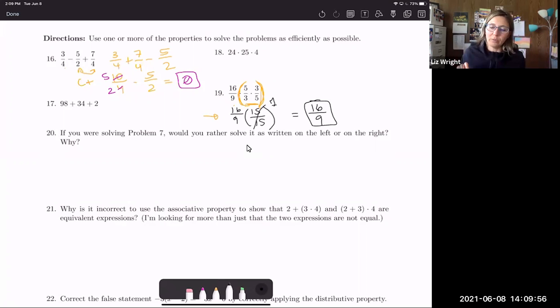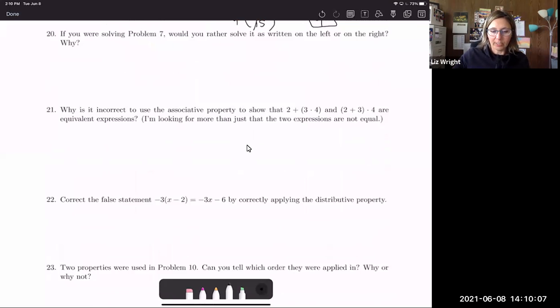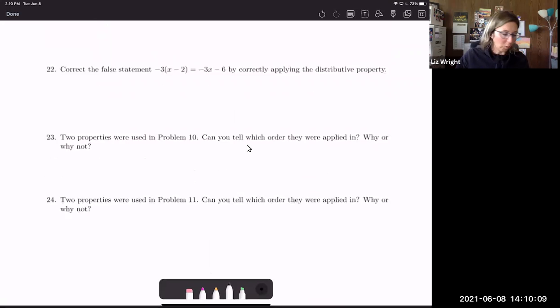So that's what you're supposed to do for the next few. Like you're going to need to put parentheses in on one more, and then another one you need to move them around. And then you can finish answering the questions down here, 20 through 24.